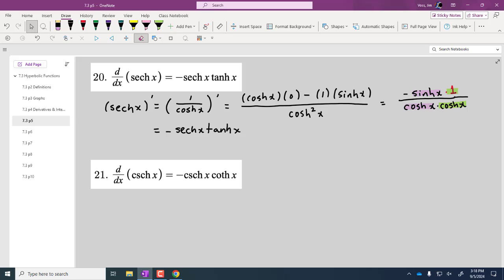Let me know if you have any trouble rewriting csch. Csch, written in terms of sinh or cosh.